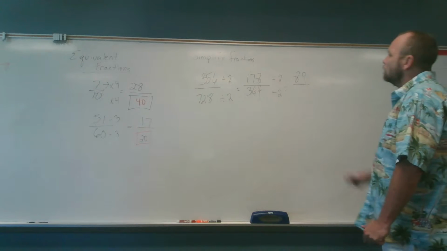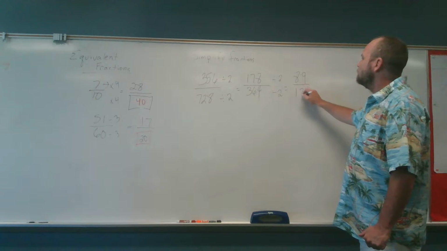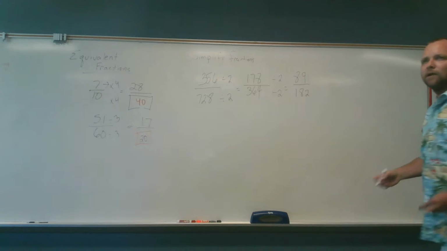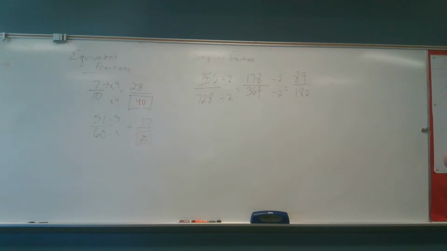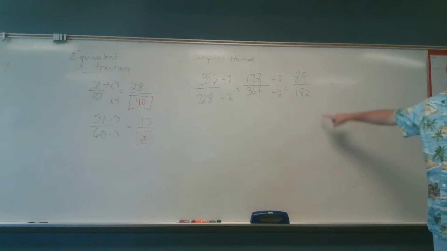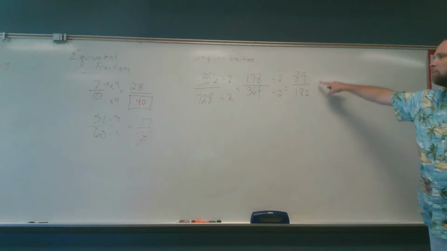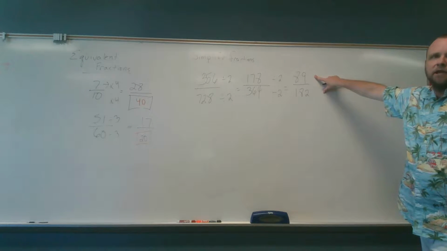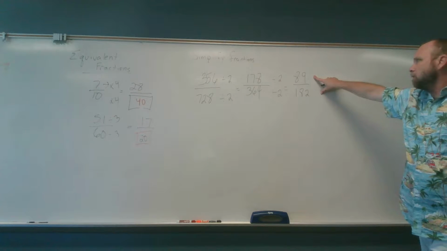And 364 divided by 2 is 182. So 89 over 182. 182 is even, you can divide by 2 again. But is 89 even? No. So I can't divide this one by 2 again.